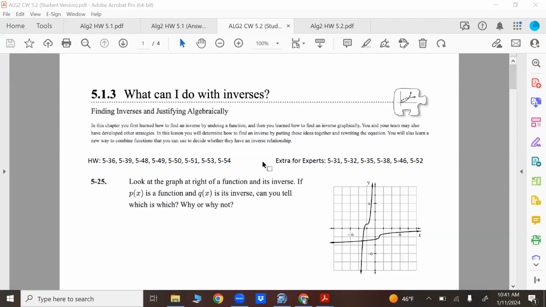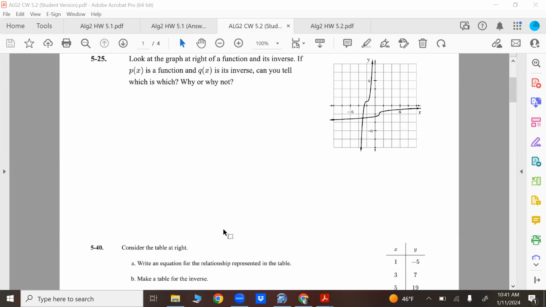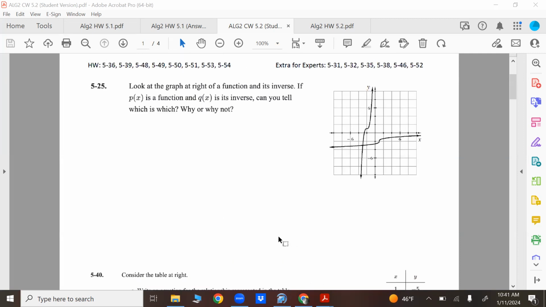Okay, cool. So what can I do with inverses? We're going to dive deeper with inverses today. And I'll be honest, I haven't looked at these notes, so I'm going to be winging it myself. So hopefully this all makes sense to everyone here.